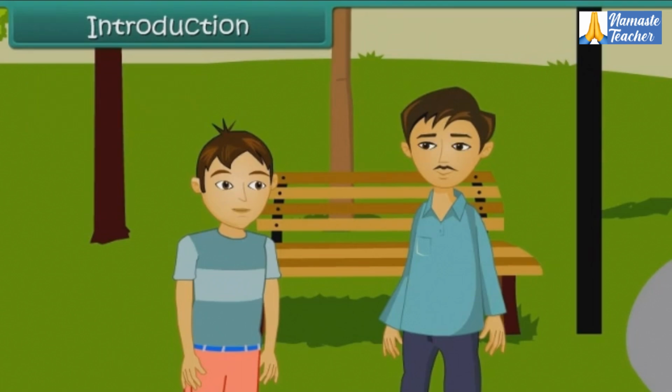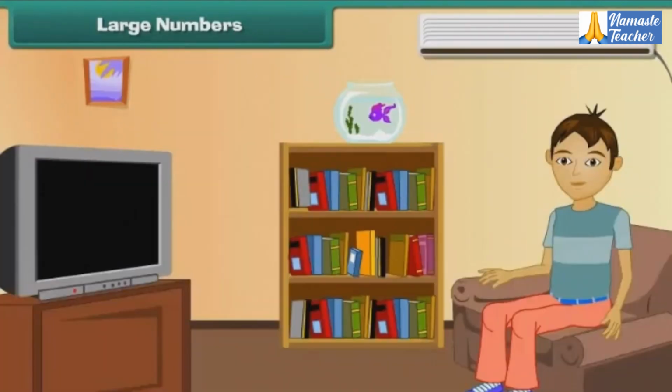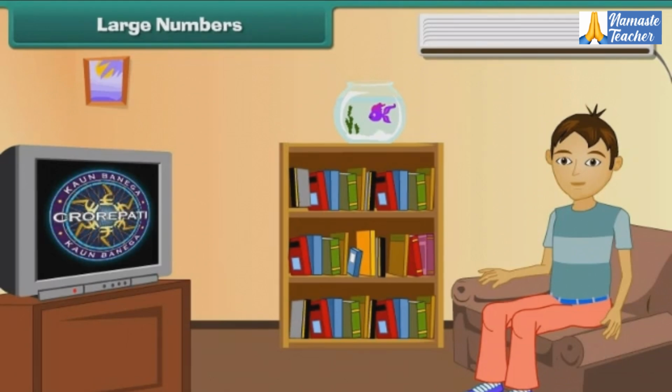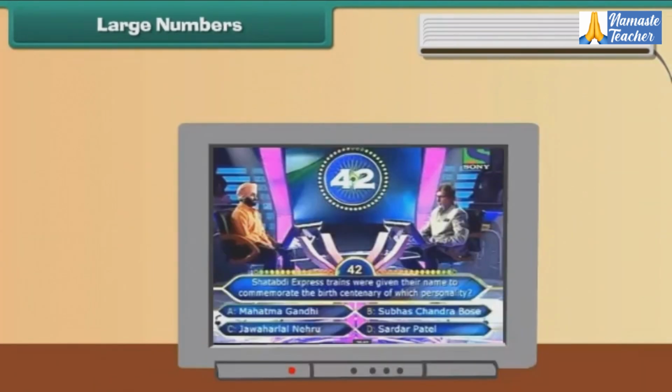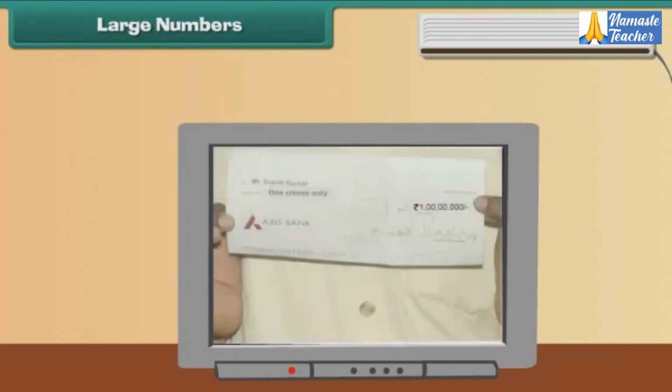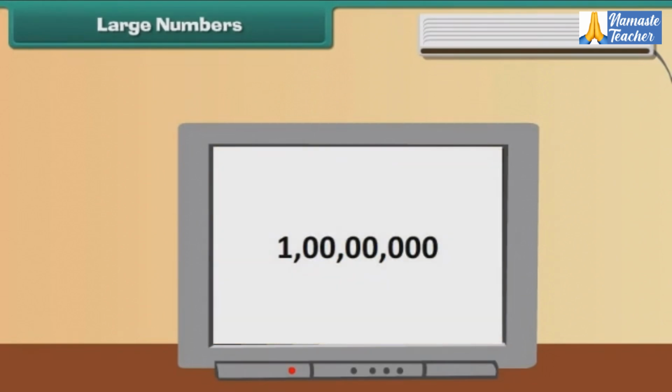In this lesson, you will learn about large numbers. Raman is watching the reality show Kaun Banega Karodpati. The contestant on the hot seat wins 1 crore rupees. The host signs and hands him over a check containing lots of zeros. Raman is eager to know the exact number of zeros in 1 crore.